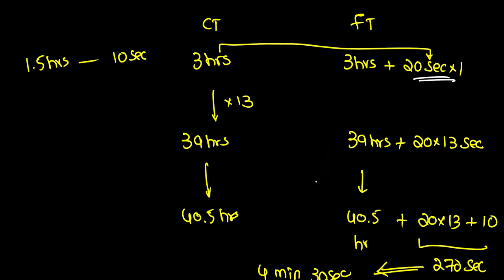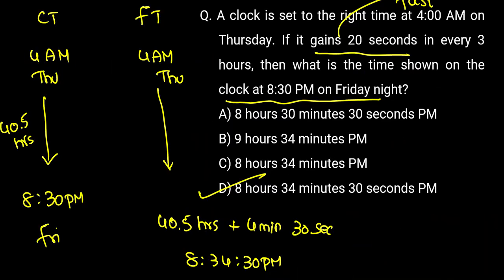3 hours, 20 seconds extra. If it is 13 hours, 20 into 13. If it is 40.5 hours, 20 into 13 plus 10, which is 270 seconds extra, which we claim as 4 minutes 30 seconds. So I want 4 minutes 30 seconds extra in the faulty one.